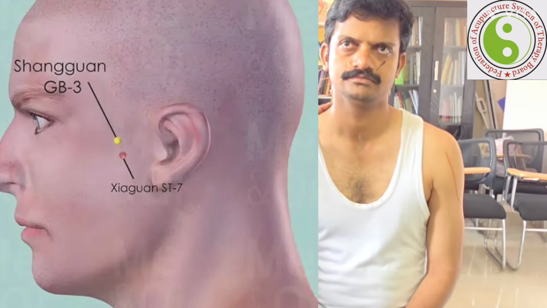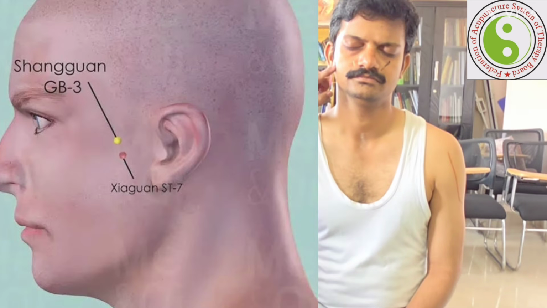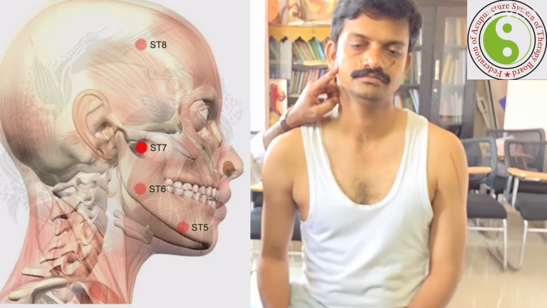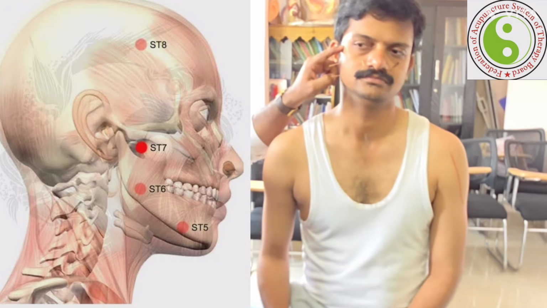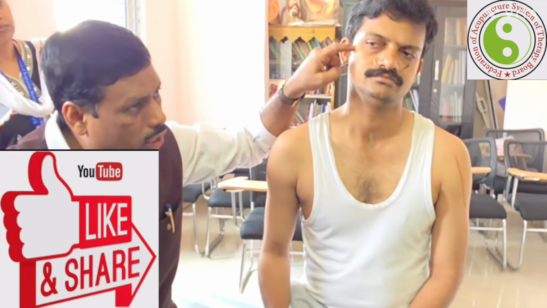Gallbladder 3 point is located just superior to the zygomatic bone. Below the zygomatic bone, stomach 7 point is located. Above the zygomatic bone, there is gallbladder 3, that's called Shangguan. That point is located where the junction of the trigeminal nerve is. From there, the maxillary nerve, the mandibular nerve and the ophthalmic nerve, three nerves pass from that region, known as gallbladder 3, just superior to stomach 7.